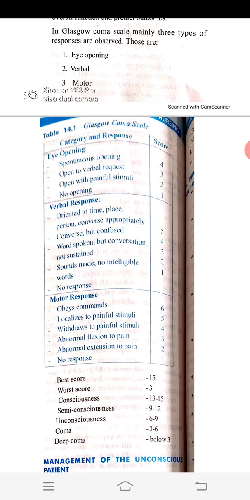Here the best score is 15, the lowest score is 3. You call the patient conscious when the score is 13 to 15. When the patient's score is 9 to 12, semi-conscious. When the score is 6 to 9, the patient is known as being in an unconscious stage. When the score of the Glasgow scale is about 3 to 6, the patient is going to coma stage. When the score remains below 3, the patient goes to the deep coma stage.